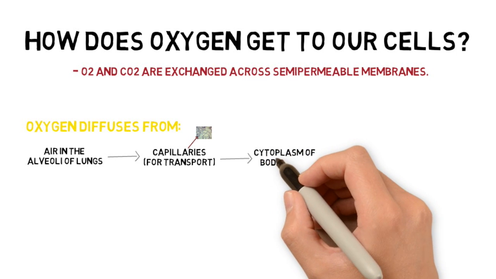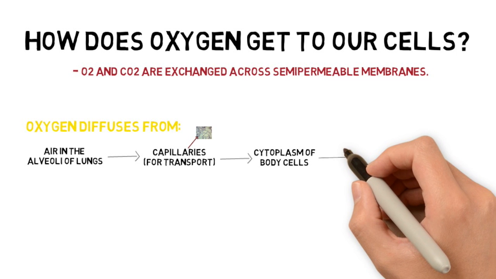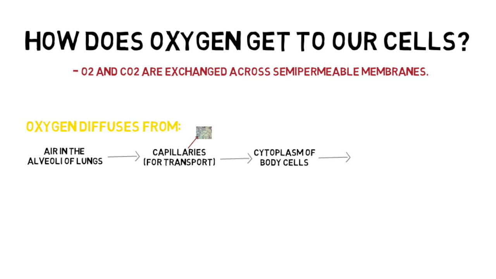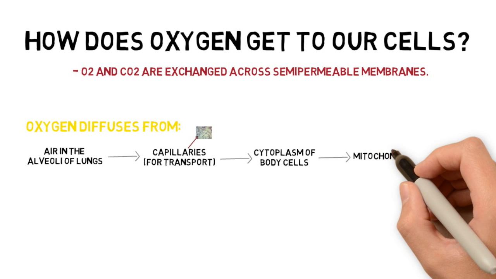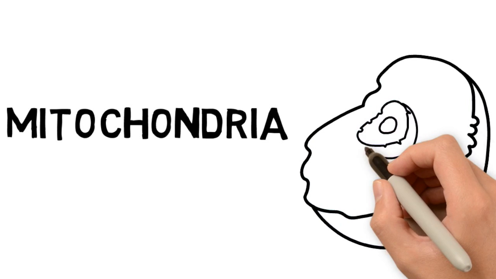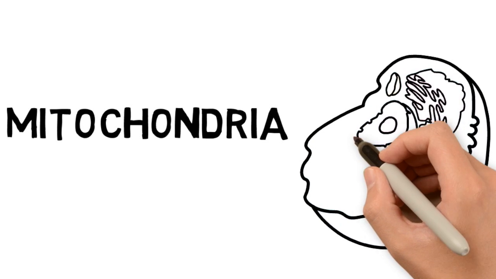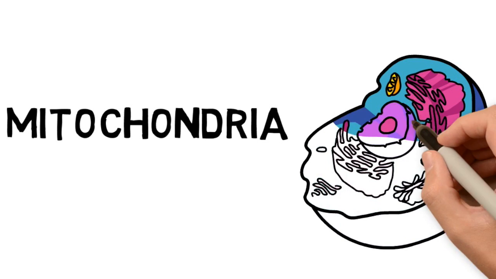Remember, the cytoplasm is the jelly-like substance in a cell. From the cytoplasm, the oxygen travels to its final destination, the mitochondria. Mitochondria are the powerhouse of the cell, where cellular respiration takes place. This process uses up oxygen, and one of the outputs is carbon dioxide.